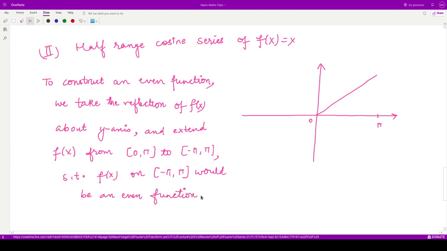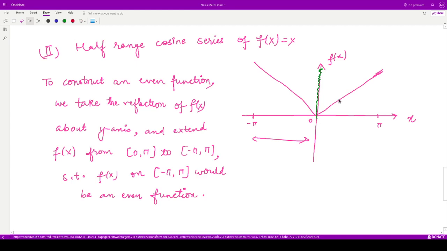So let us see how this is done graphically also. So this was our function from 0 to pi, right? This was x, this was f of x. Now we extend this to the interval minus pi to pi also. This is done by taking its mirror image. Suppose your mirror is placed over here. If you take the reflection of this particular function in this mirror, you would have your function something like this. So this would be the mirror image of this particular function.